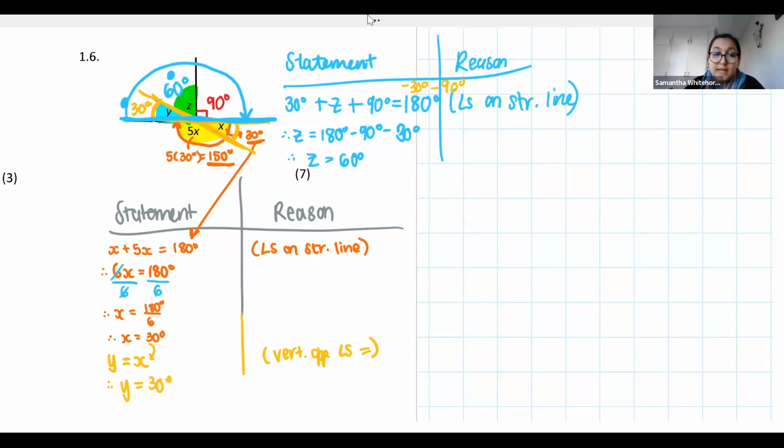So how did we get the 6? We added the like terms x plus 5x. That gives me 6 x's. So the 6 is coming from adding like terms, and it is then the coefficient that we need to divide away.